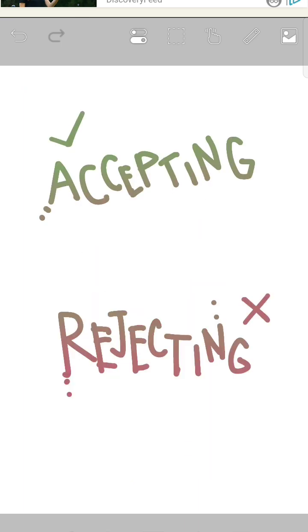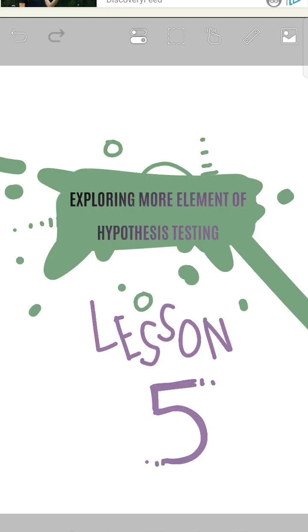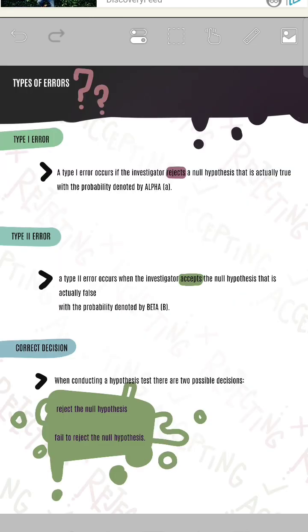So, now that we know that accepting and rejecting have something to do with our lesson, let's find out what our lesson is. Our lesson for today is Lesson 5, Exploring More Elements of Hypothesis Testing. The element that we're about to explore today is the types of errors. What are the types of errors exactly? Let's start with type 1 error. As you can see, there are two.